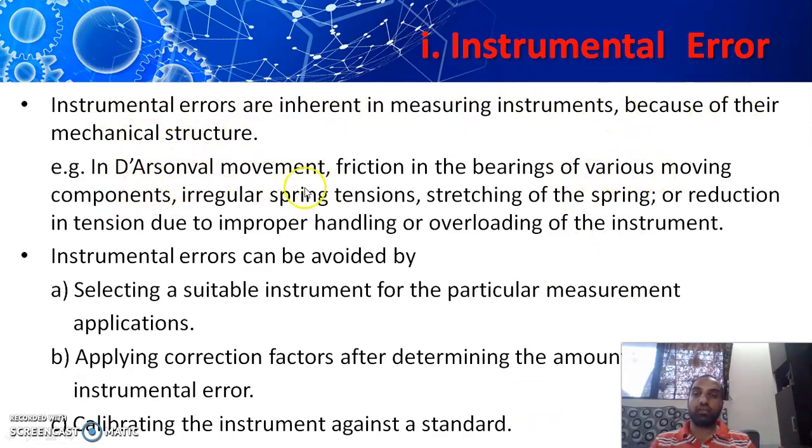These errors are observed not simply due to faulty instruments, but due to friction in the bearings of various moving components, irregular spring tension or stretching of the spring, or reduction in the tension due to improper handling or overloading of the instrument. These errors are introduced in the measurement.